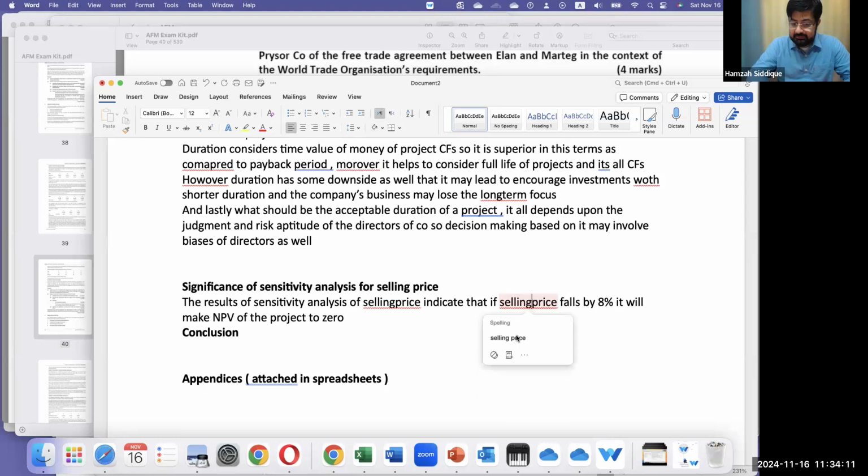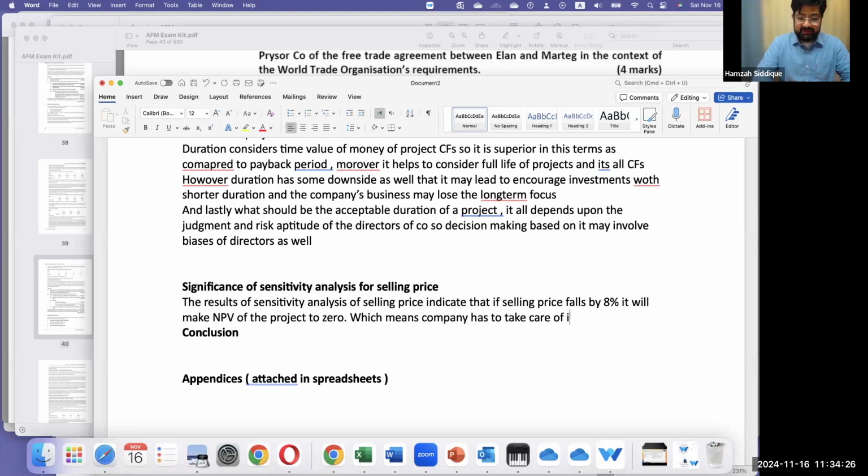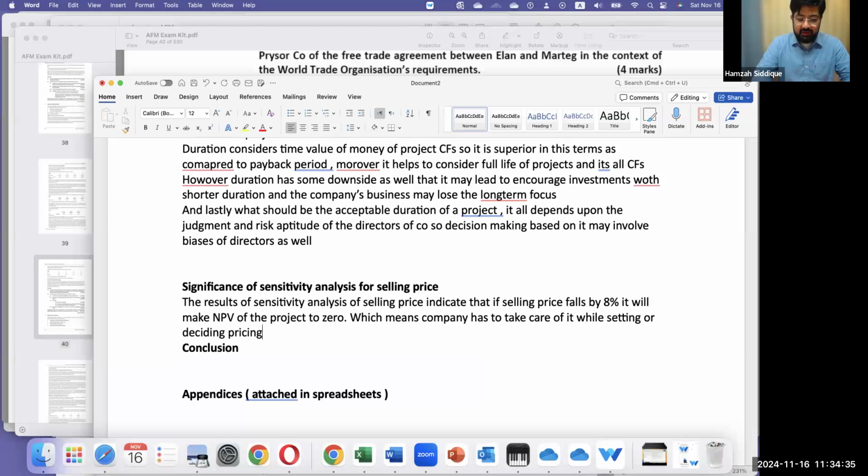But there is a point, which means company has to take care of it while setting or deciding pricing for the project products.